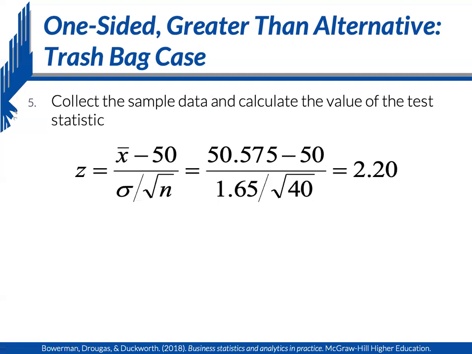Now, to compute for the test statistic, we use the formula that was shown earlier. So again, we have the following information. The mu naught, that's the constant in the null and the alternative hypotheses, is equal to 50. The sample mean based on a sample of 40 is 50.575. And the standard deviation of the population is known to be 1.65.